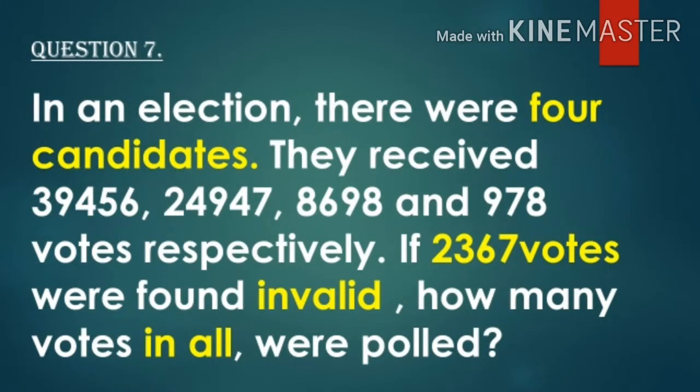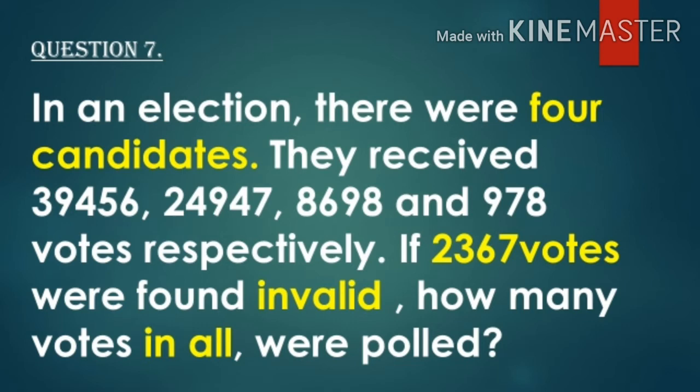Let us see question number 7. In an election, there were 4 candidates. They received 39,456, 24,947, 8,698 and 978 votes respectively.